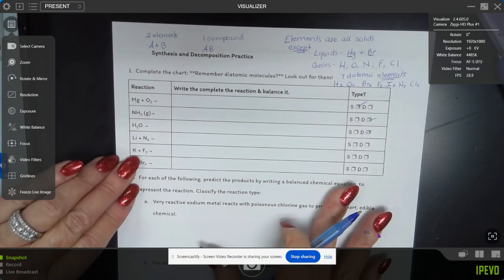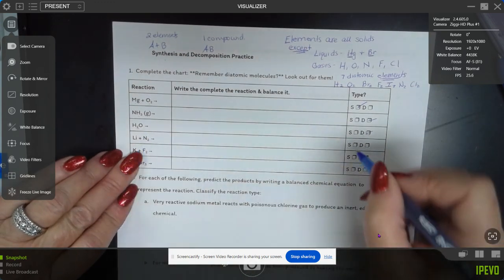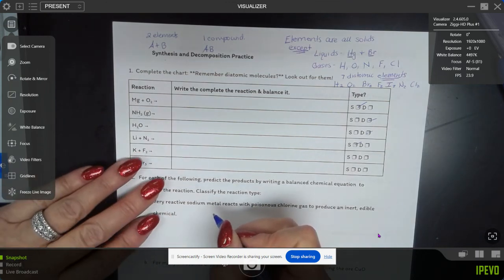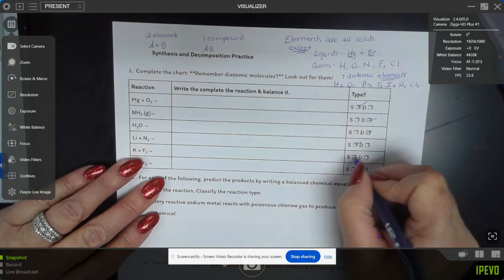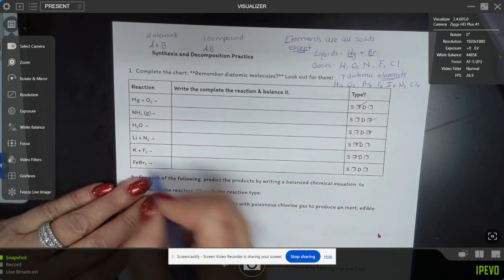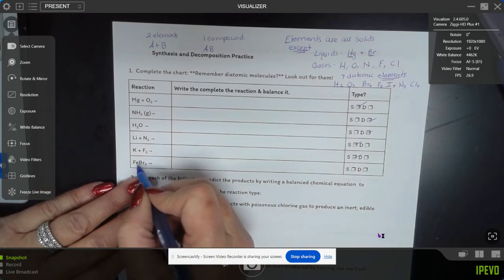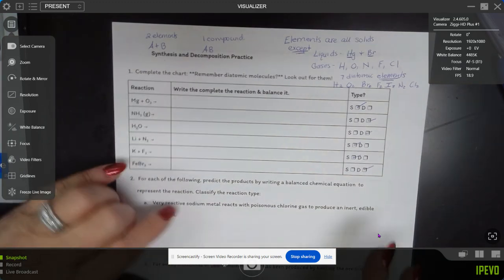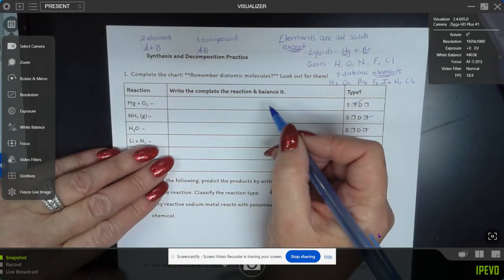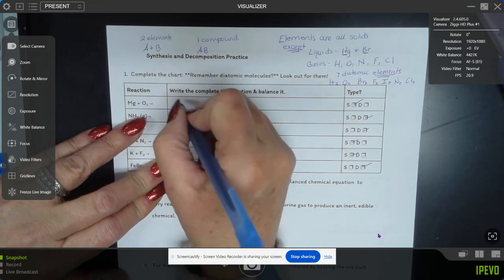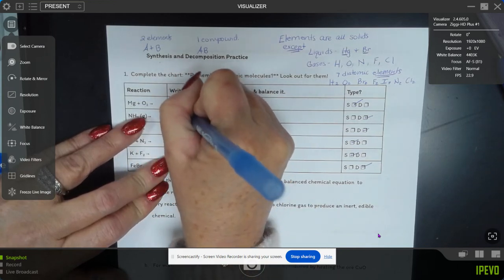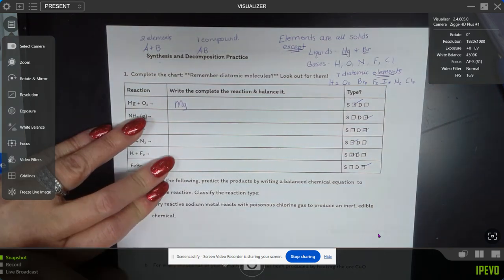Lithium plus nitrogen, synthesis, 2 elements. Potassium plus fluorine, synthesis. And finally, FBr3, that's a compound, so decomposition. Okay, so now when we write these, I'm going to rewrite my reactants, and I want to include the states of matter, so solid, liquid, gas.